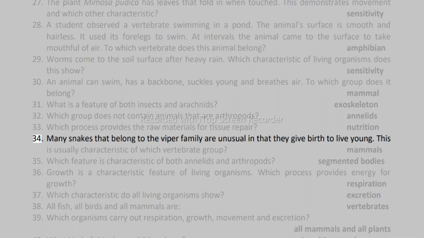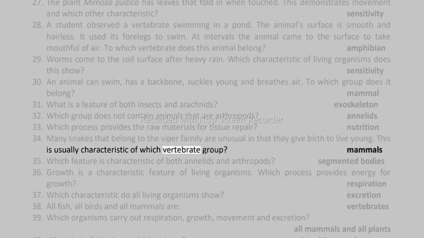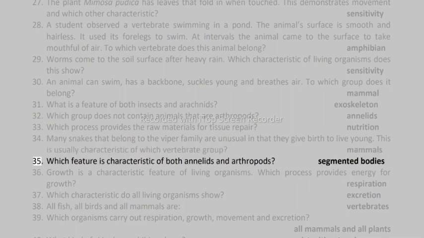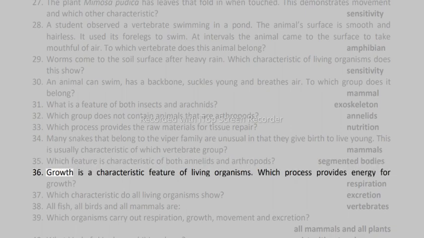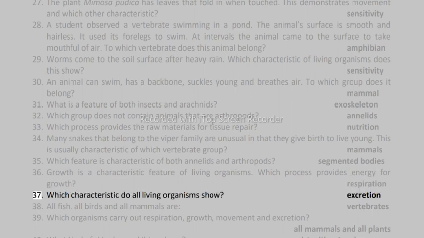Nutrition. 34. Many snakes that belong to the viper family are unusual in that they give birth to live young. This is usually characteristic of which vertebrate group? Mammals. 35. Which feature is characteristic of both annelids and arthropods? Segmented bodies. 36. Growth is a characteristic feature of living organisms. Which process provides energy for growth? Respiration.